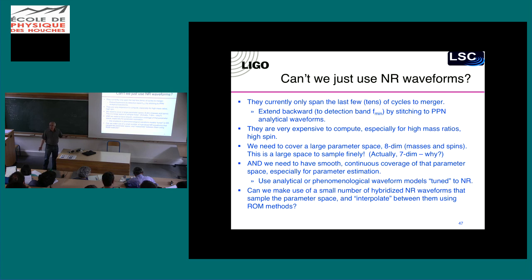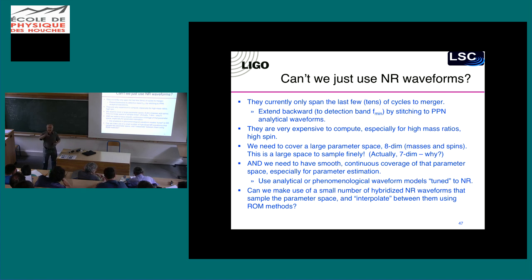There's a variety of ways of doing it, and we have several different waveform families that do it in various ways. Right now, the favored ones are these things called IMR Phenom, or SEOBNR, which are parameterized models that agree with these waveforms for a few points in parameter space, including aligned spin and precessing spin, and allow you to interpolate between them.